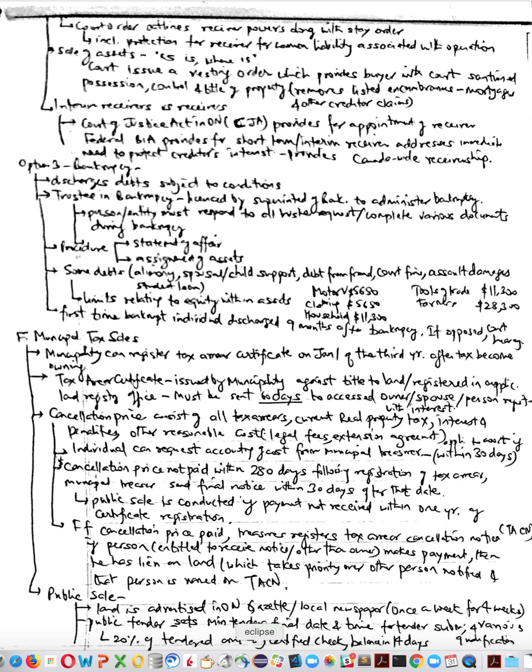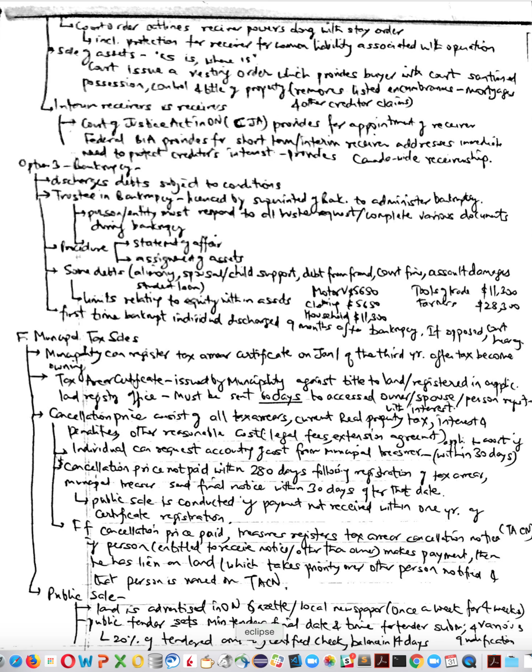An individual paying the cancellation price may request an accounting of costs from the municipal treasurer. Application to the court can be made if the accounting is not provided within 30 days, or the person believes that incorrect calculation occurred or unreasonable amounts were used. An exception to this procedure involves a municipality that has passed a bylaw as to the reasonable cost for such land sales. The owner, spouse, or others who receive notices, and the mortgagee, may pay the cancellation price within 1 year of the certificate registration.